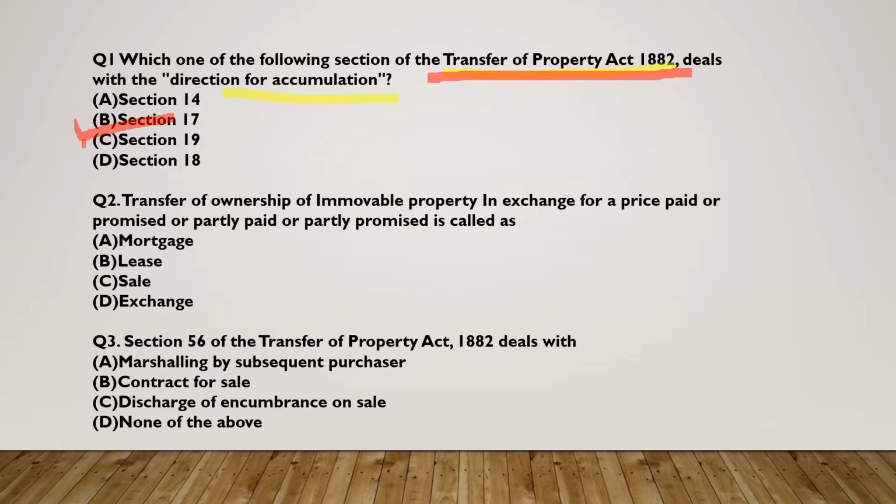Now question number 2, what does it say? It says that transfer of ownership of immovable property in exchange for a price paid or promised, or partly paid or partly promised, is called as: option A, mortgage, option B, lease, option C, sale, option D, exchange. आप बताओ इसमें से करेक्ट आंसर क्या है? Transfer of ownership of immovable property in exchange of a price paid or partly paid or partly promised is called what?